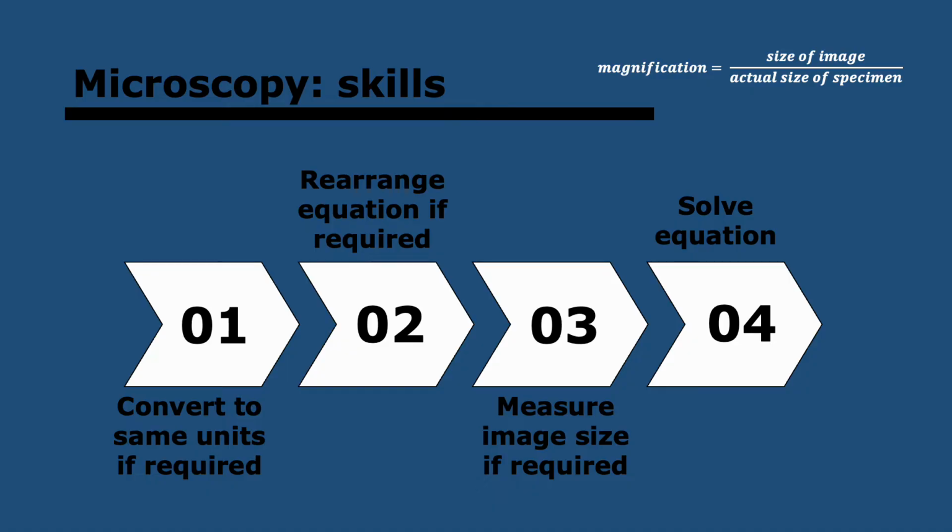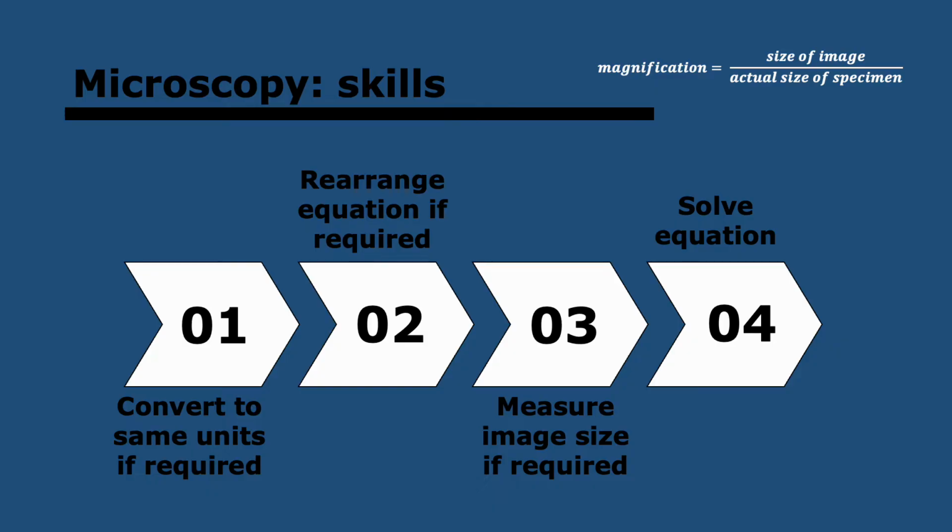First, you need to convert all the measurements to the same units. This is if 2 measurements are given. Then you need to rearrange the equation if this is required. So if you're calculating magnification, you don't need to do this, but if you're asked for the actual size of specimen, then you have to flip them around. Then the next step is to measure the image size if required. So if this is not given and you need it to complete the formula, then you can just measure it with a ruler. And then finally, you solve the equation.